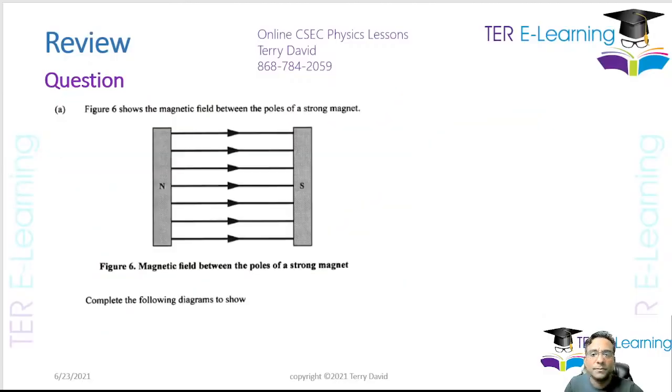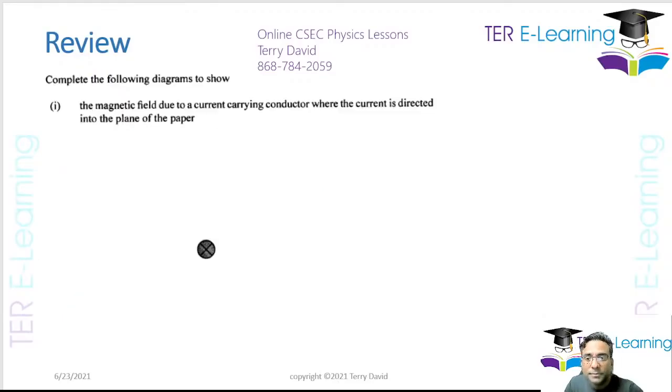Next thing we need to know. Let's look at an exam question that could be asked. Figure 6 shows the magnetic field between poles of a strong magnet. So between a North Pole and a South Pole, we just have lines going from north to south. Now they want us to complete the following diagrams, part 1, to show the magnetic field due to a current carrying conductor where the current is directed into the plane of the paper.